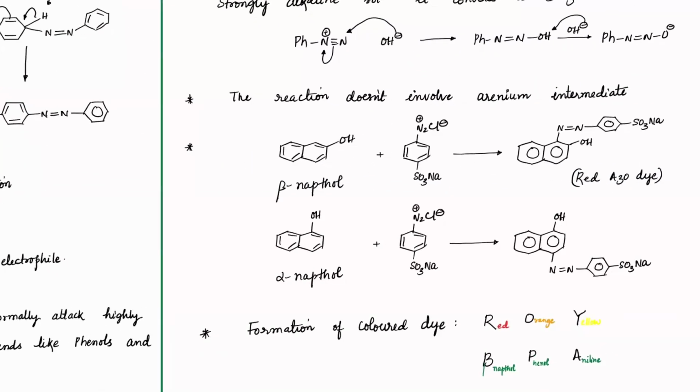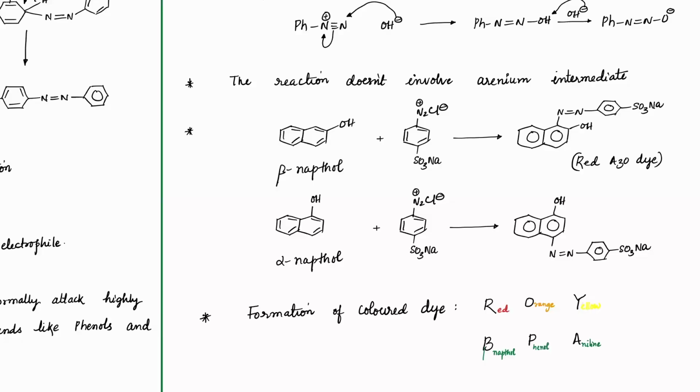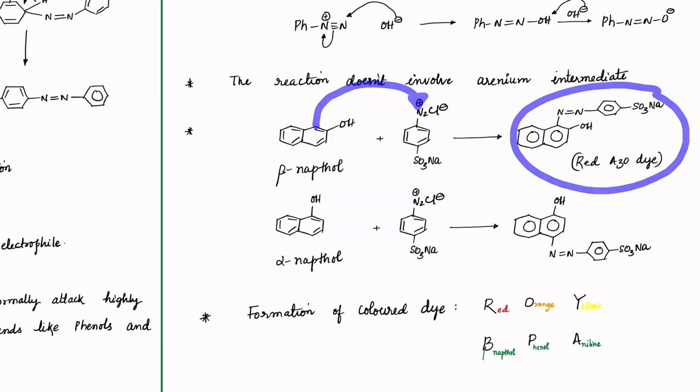Next, this reaction does not involve... In case the reaction is being done with beta naphthol, right? The same type of azo dye formation, but this time at this alpha position the attack would happen, and you would start getting the red azo dye.